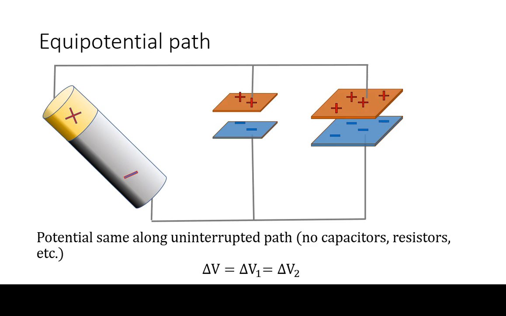Note that even if the capacitors are different, the potential drop between the two paths connecting them in parallel must be the same.